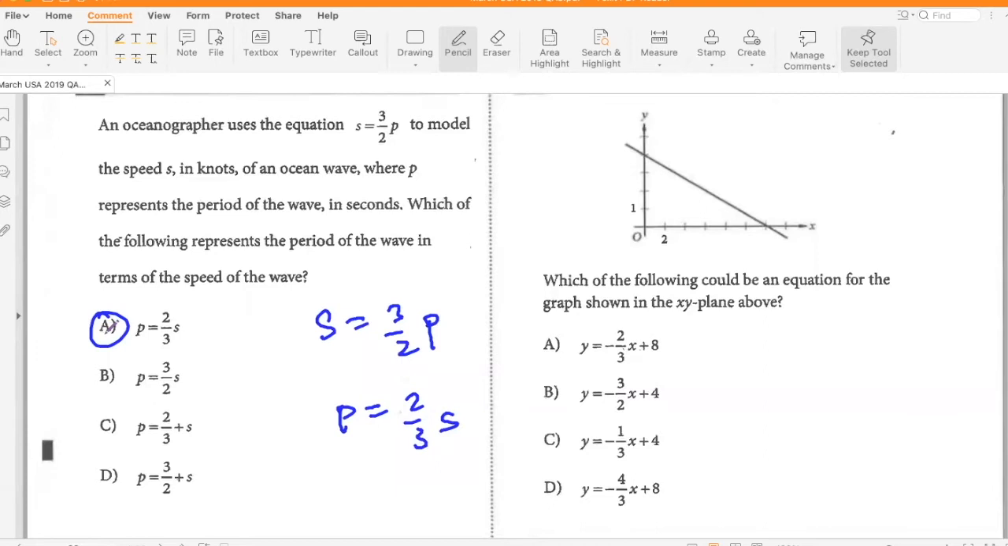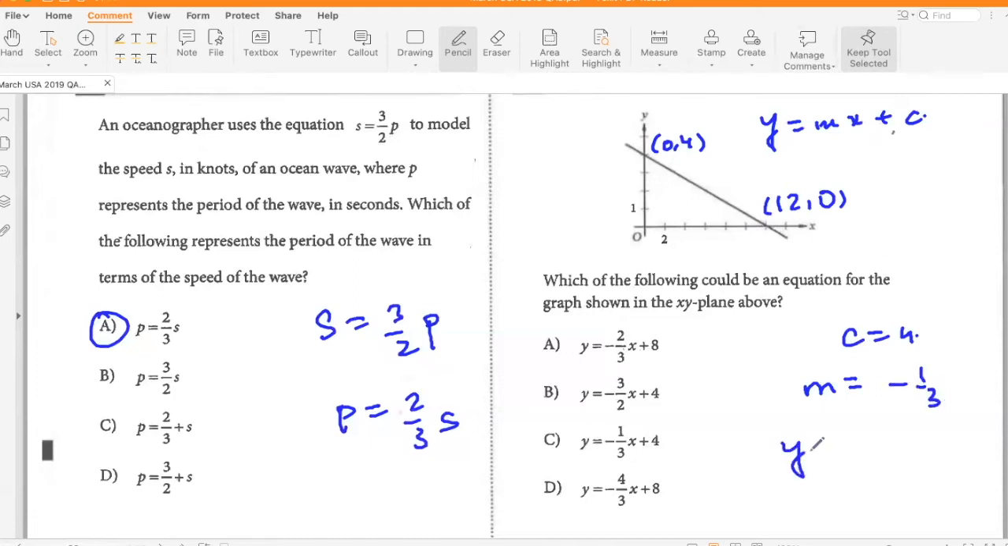Which of the following could be an equation for the graph shown in the XY plane above? Okay, so we can use y = mx + c. The y-intercept is 4, right? And the x-intercept is 12, counting 2, 4, 6, 8, 10, 12. So c is 4, the y-intercept, and the slope will be -1/3. So y = -1/3 x + 4, which is option C.